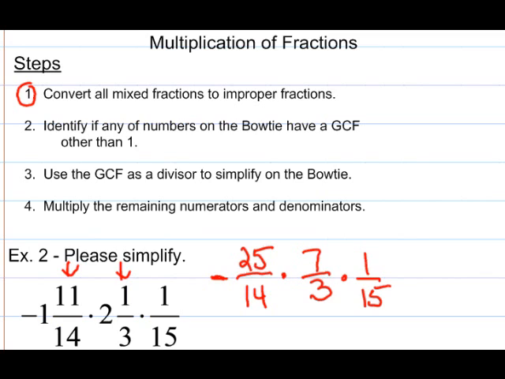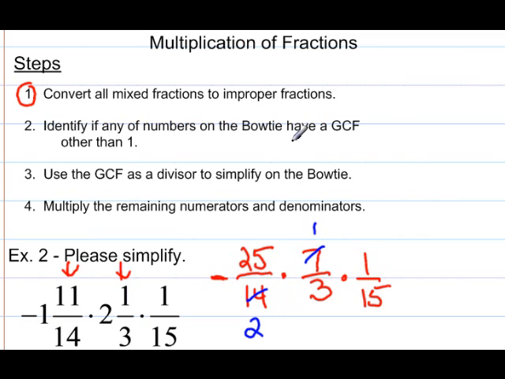So now looking on the bow tie here, if you notice, here's a bow tie, and 25 and 14 don't have a GCF. 14 and 7 do though, however. So let me actually do a division by their GCF. So the GCF of 14 and 7 is 7. I'll divide both of them by 7.